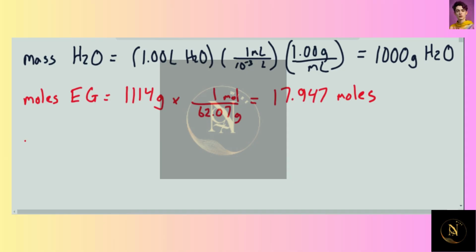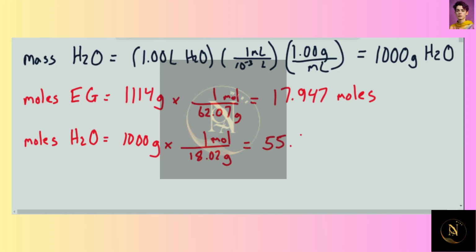We can do the same thing for water. We have a mass of 1,000 grams. We divide by the molar mass, which is 18.02 grams per mole, and we get a value of 55.494 moles.